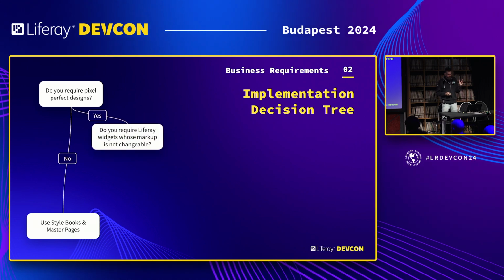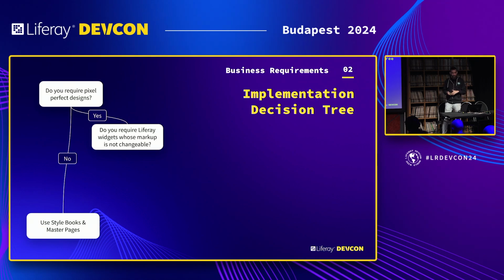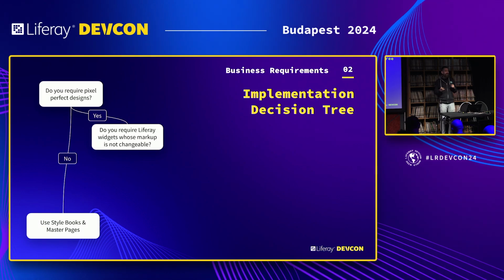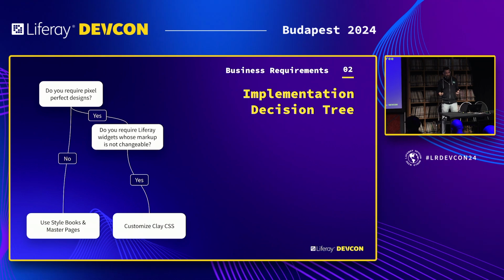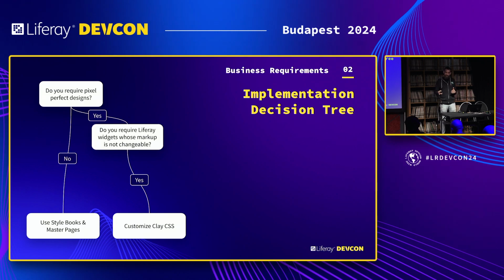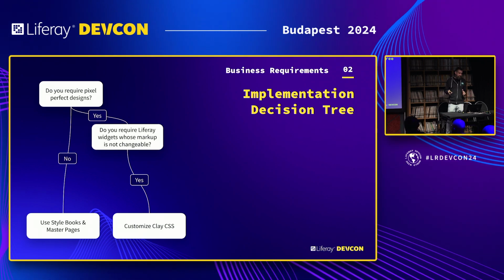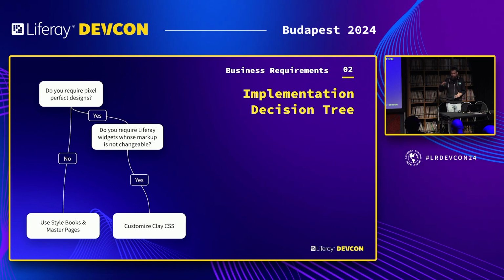If you do require pixel perfect, then we have to ask another question. Do you require Liferay widgets whose markup is not changeable? If yes, then the best route for you is going to be building a theme CSS client extension that customizes Clay CSS using Clay's Sass variables. And so that's going to allow you to not add additional CSS on top of everything in Liferay.